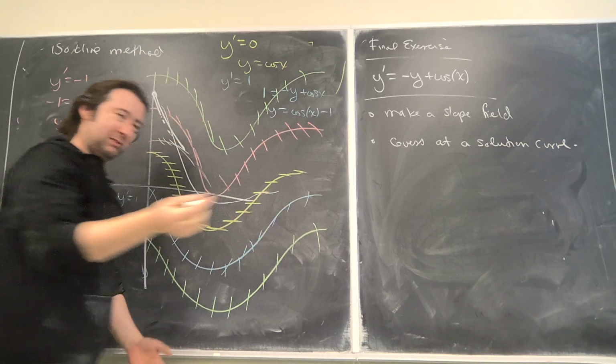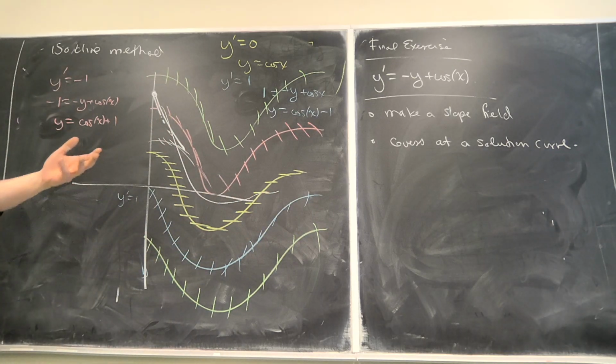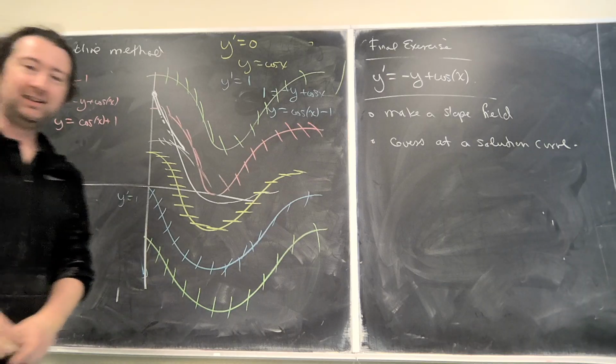So what do you think the answer is going to look like? What's the long-term asymptotic behavior of this problem? A sine or cosine. It oscillates. Well, let's see. Let's click some dots.